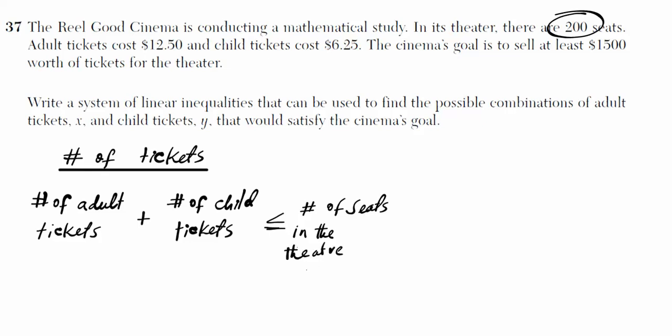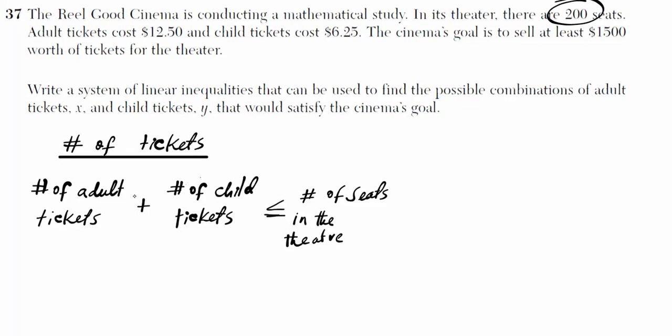All right. What variable represents the number of adult tickets? This is a nice problem because they specify the variables for us. So X is the number of adult tickets. Number of child tickets is Y, and the number of seats is 200. So the total number of adult and child tickets combined can be less than or equal to 200. Okay, so this is our first linear inequality.